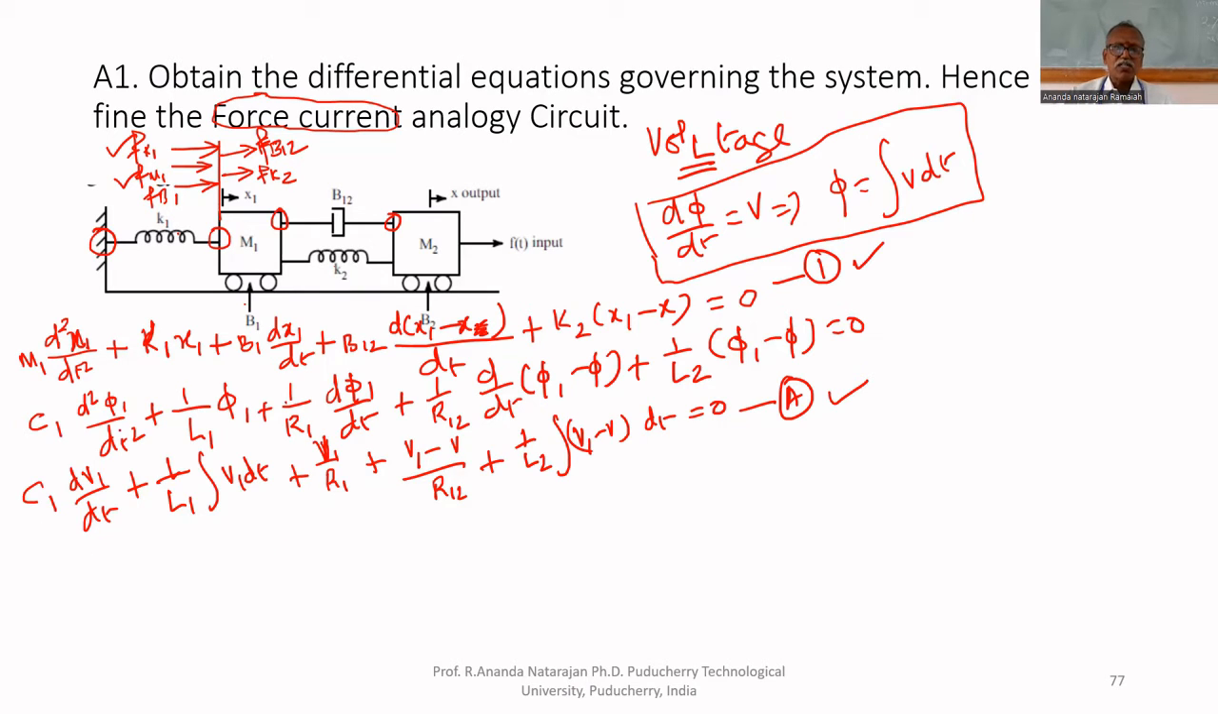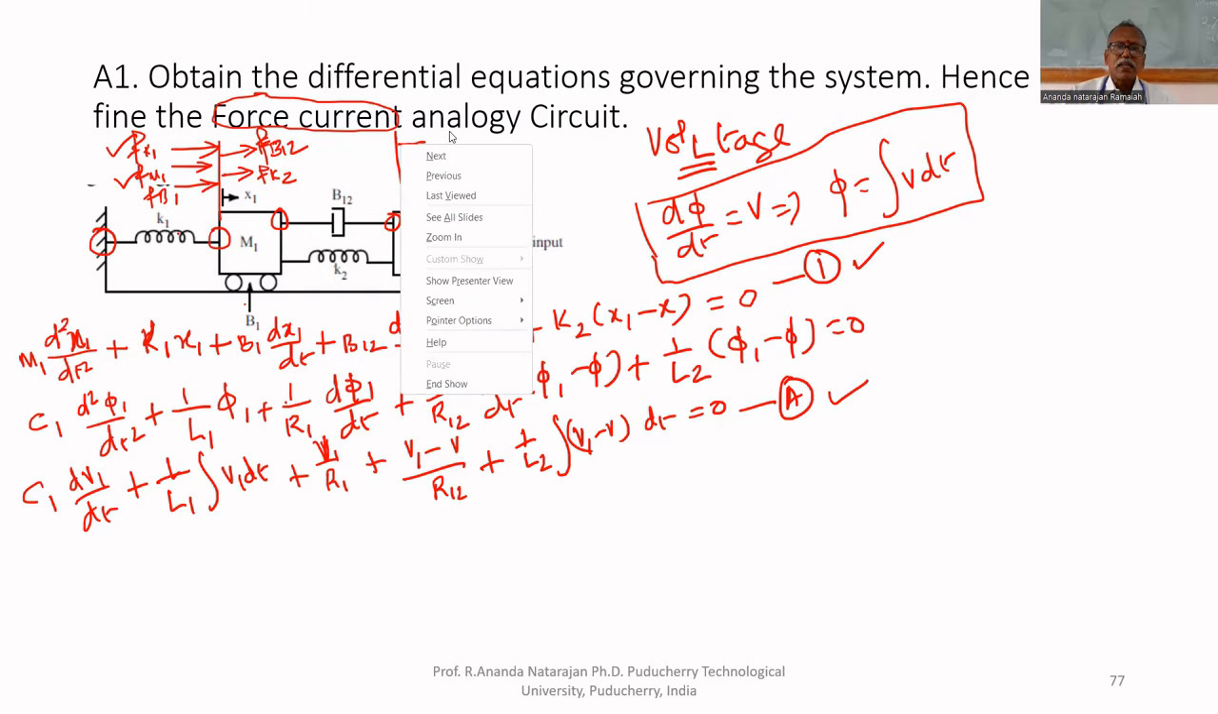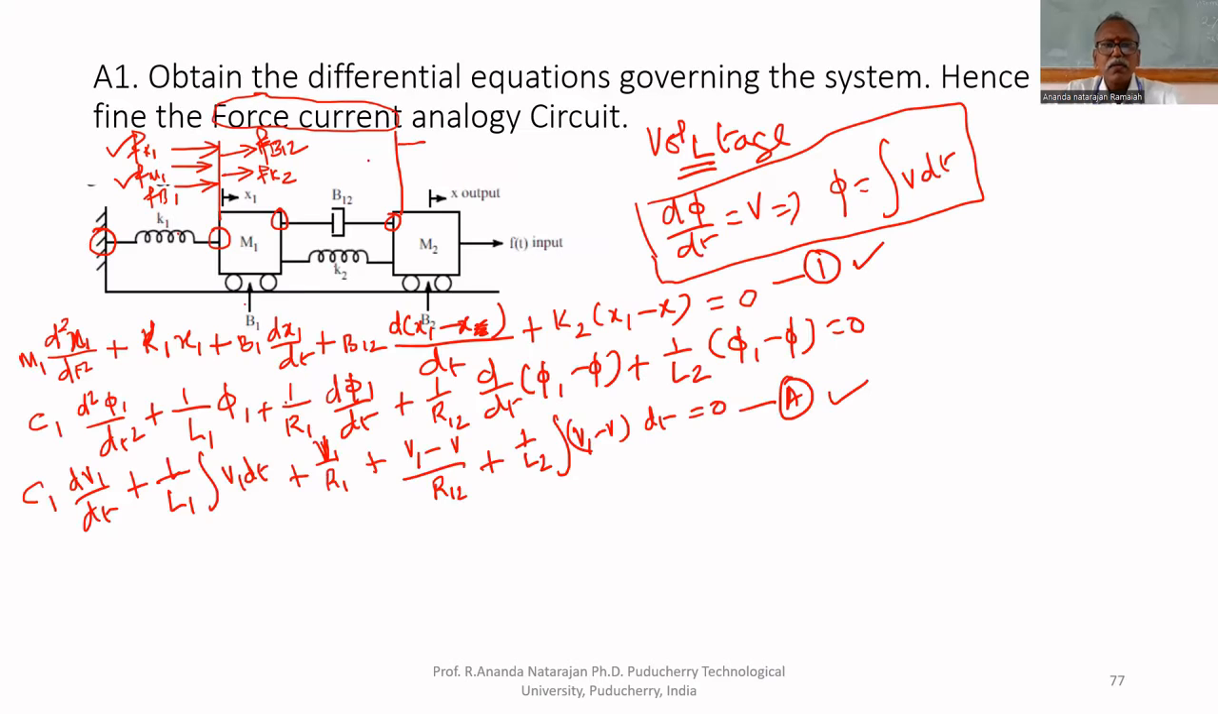If you write the equation for mass 2, what are the forces acting on it? In the direction of displacement, Fm2, Fb12, Fk2, and applied force F of t. These are the forces acting on M2. One more force, that is B2, Fb2.